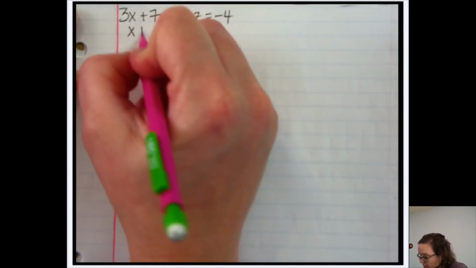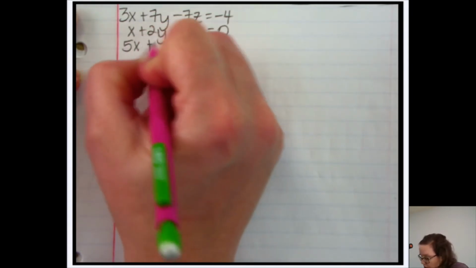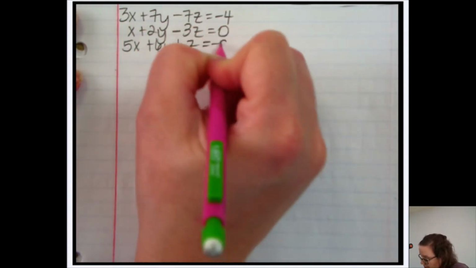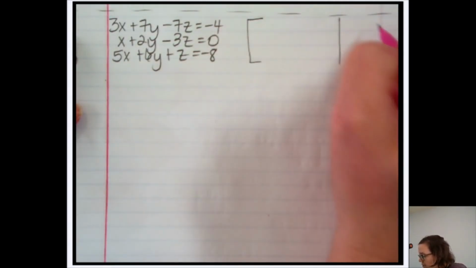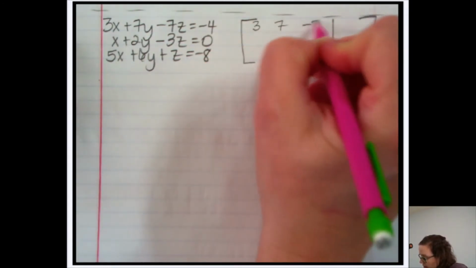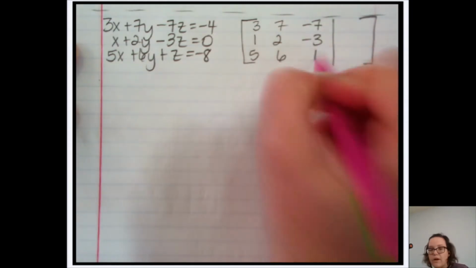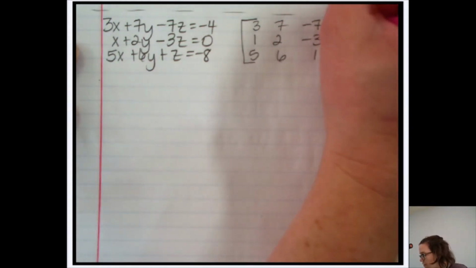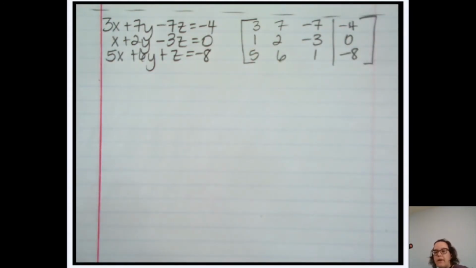So this takes me a minute to write it down. If you are missing a variable, you would just put a 0 in its spot. So here we have 3 variables, 3 equations. We just set up our matrix. So I have 3, 7, -7, 1, 2, -3, 5, 6, 1. And then the constants are -4, 0, -8. So what does our row echelon form matrix look like for a 3x3?